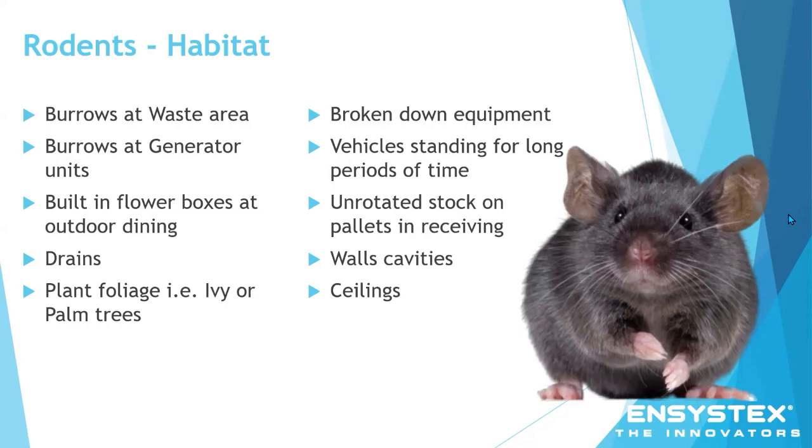They love palm trees. They love to eat the dates. Broken down equipment, vehicles standing for long periods of time. Unrotated stock on pallets in receiving, wall cavities and ceilings. So when we find a lot of these areas, the foliage, broken down equipment, vehicles, remember, when we do our inspection, even if we've been treating there for 5 years, you've got to do inspection. Every time you see this, take photos and report those photos.